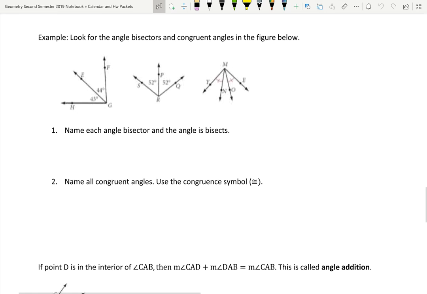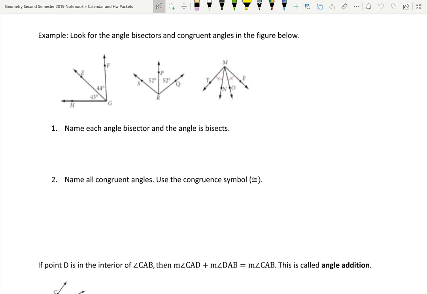So let's look at this example here. Look for the angle bisectors and congruent angles in the figures below. So we have that RP bisects angle SRQ. I'm just going to make sure I get a good Q there. Okay, so it divides that angle in half.